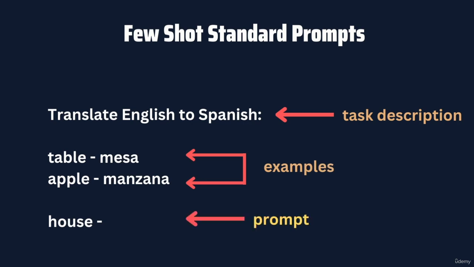In this case, the prompt is the beginning of a new example that the model should complete by generating the missing text. So we have the task description, translate English to Spanish, then we have the examples, for example, table is mesa in Spanish, apple is manzana, and then we have the prompt. In this case, we only write the word in English, in this case, house. In this way, we're not only telling the model to translate from English to Spanish, but also giving some examples, so it has some context, and we also tell the model what format the output should have.